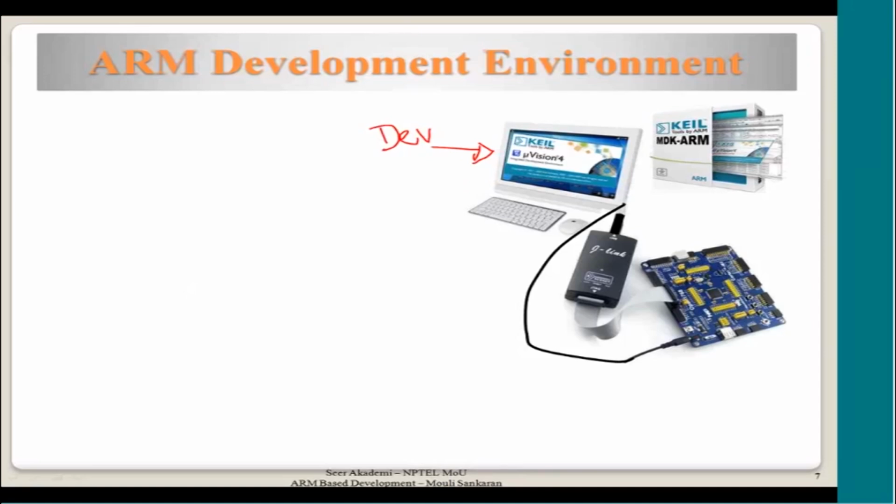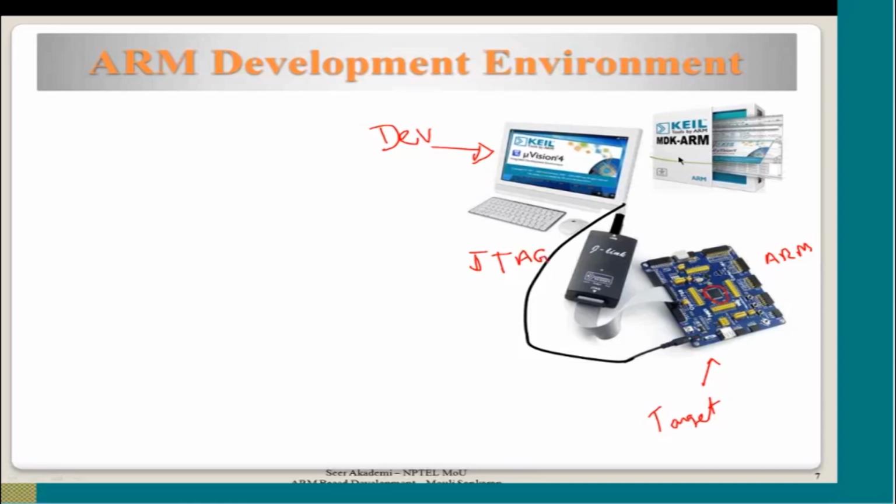Okay, this is a development platform and this is a target platform. What I mean by that is this is the chip. What you can see is an ARM processor. Now this is connected to the development platform through a JTAG port. This is an interface. I will talk about this a little bit more in the next session.